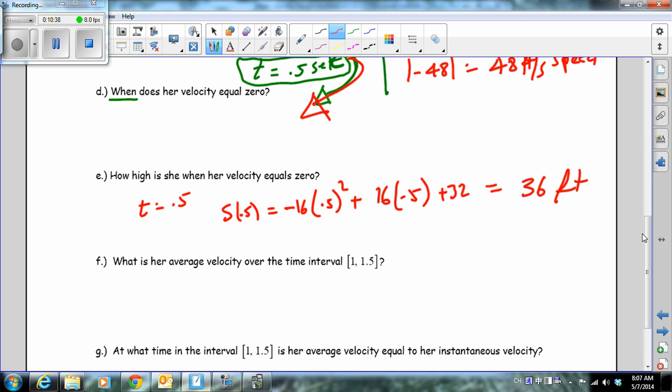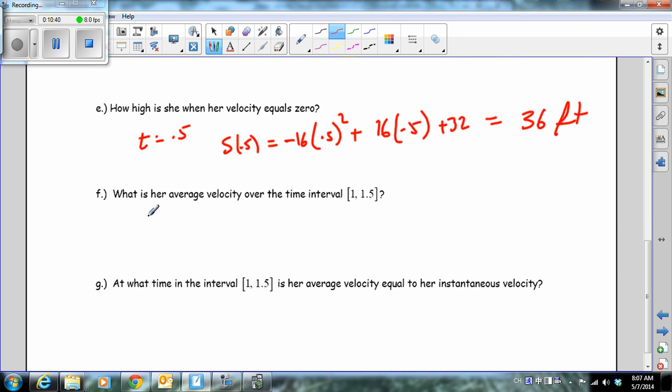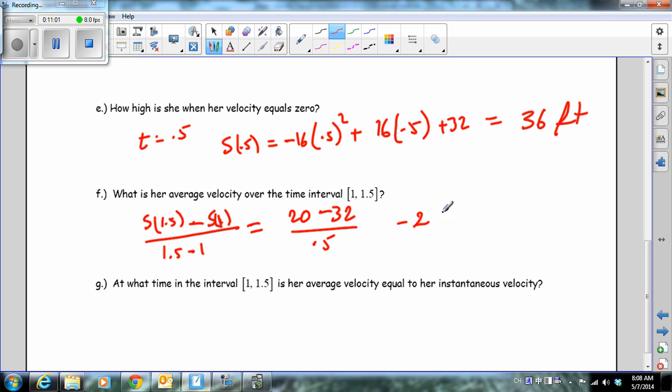What is her average velocity over the time interval? Again, average velocity, that means I would do s of 1.5 minus s of 1 over 1.5 minus 1, which is equal to 20 minus 32 over 0.5, and your answer is negative 24 feet per second.